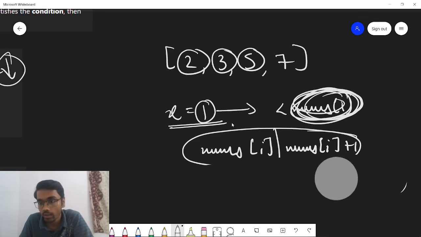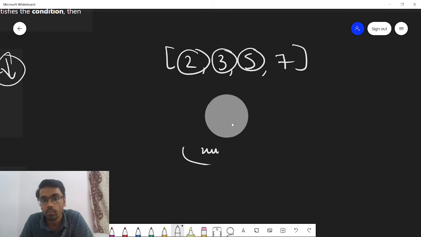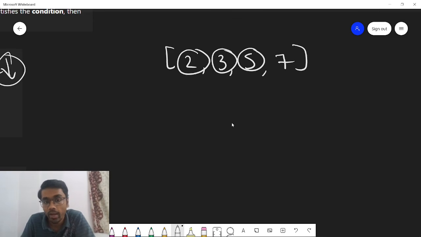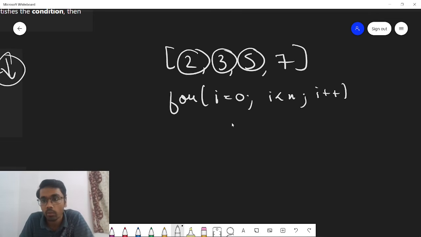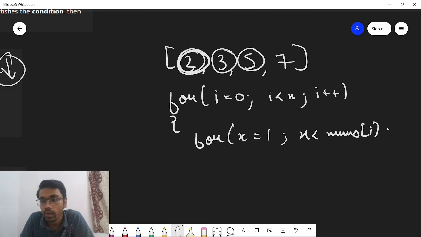So let me just write it in terms of code so that you can understand in a better way. First of all, we are iterating on each and every possible value of nums. So for i going from 0 up till i is less than n, which is nothing but the size of the nums array, and i plus plus. Then for each and every value of nums of i, we need to get the minimum x possible. So x will be starting from 1 and x will be less than nums of i and x plus plus.